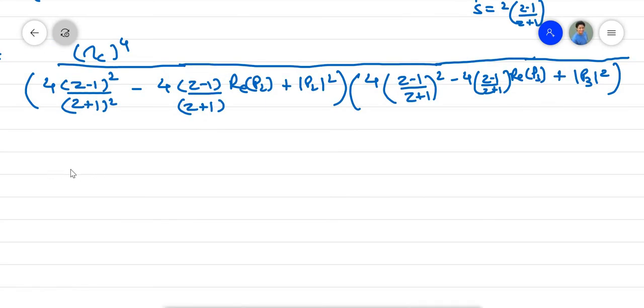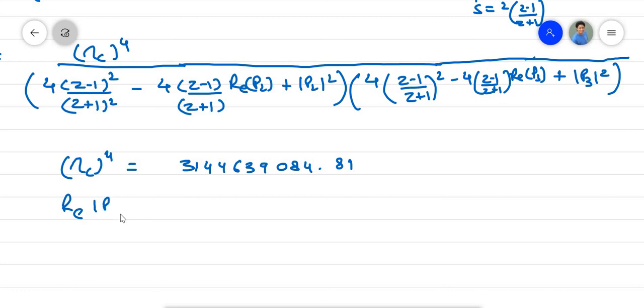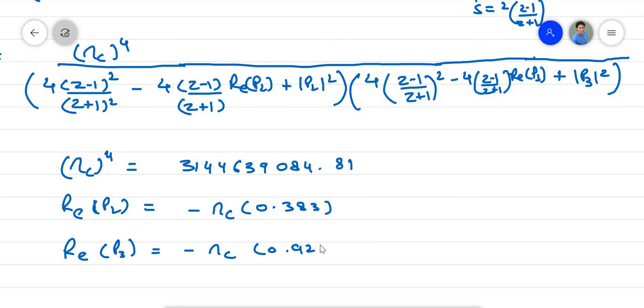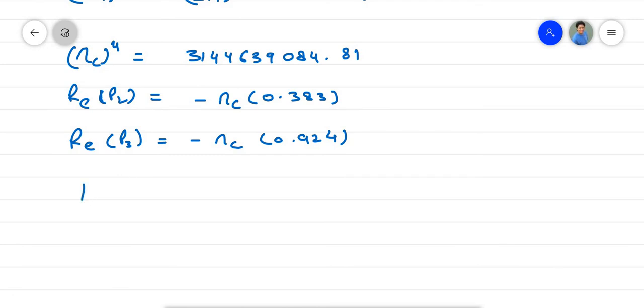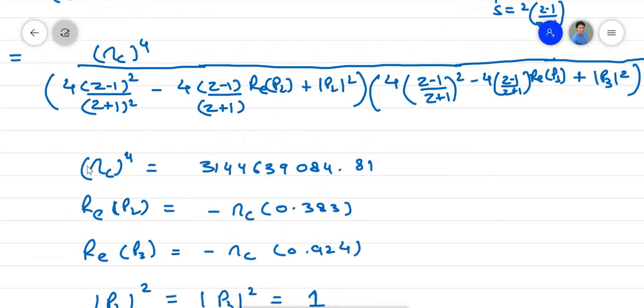Now we can evaluate omega c to the power 4, which will come out to be 3144639,084.81. Real part of P2 will be equal to minus omega c times 0.383. Real part of P3 is minus omega c times 0.92. These values we have already evaluated in step 3. Then mod of P2 square will be equal to mod of P3 square will be equal to 1. These both values will come out to be 1.